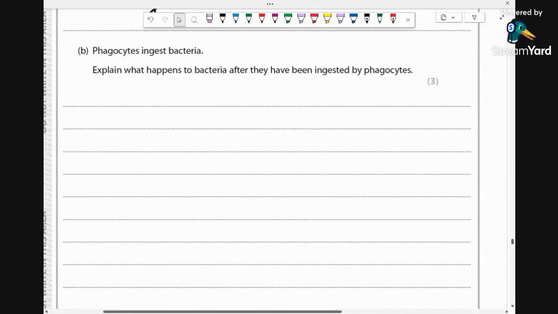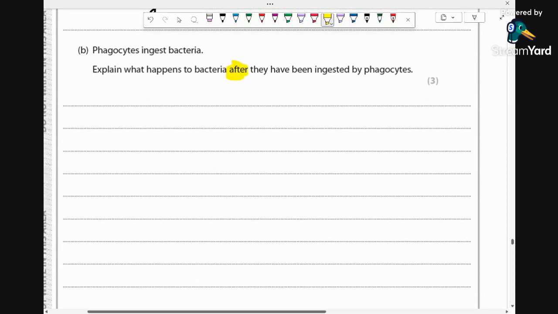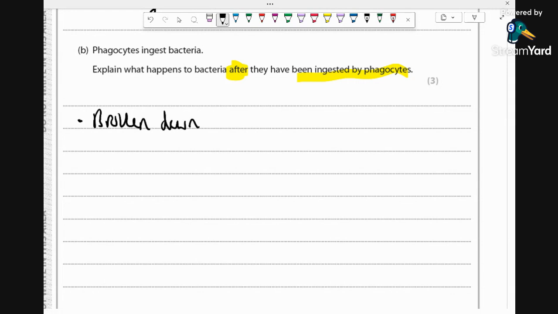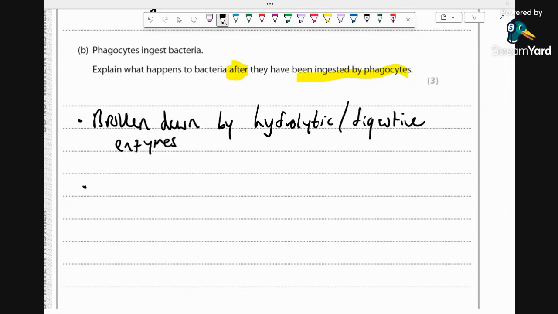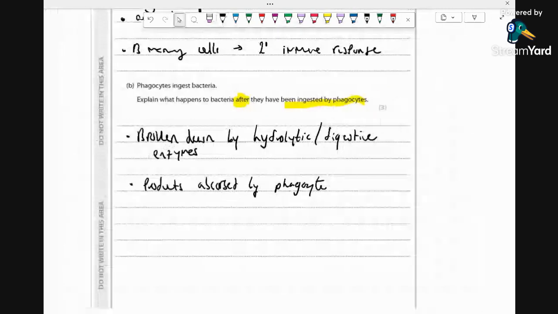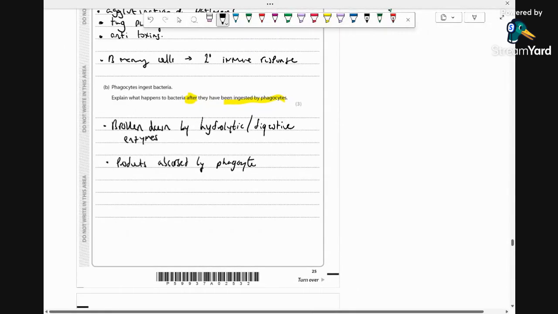Right, phagocytes ingest bacteria. Explain what happens to bacteria after they've been ingested by phagocytes. Well, they're broken down by hydrolytic or digestive enzymes, and then the breakdown products are absorbed by the phagocyte itself. I can't really think of much else to say there. So yeah, I think that's probably fine.